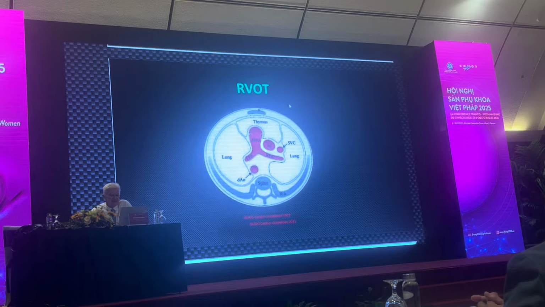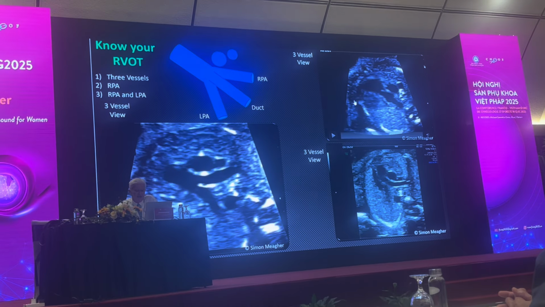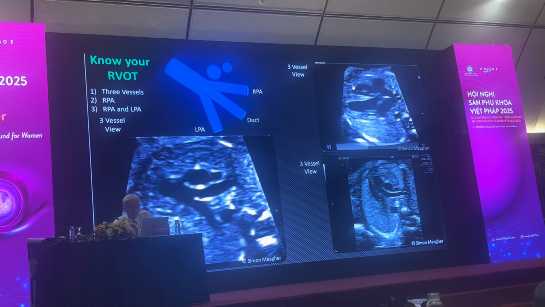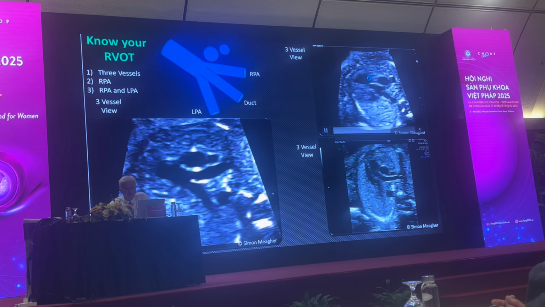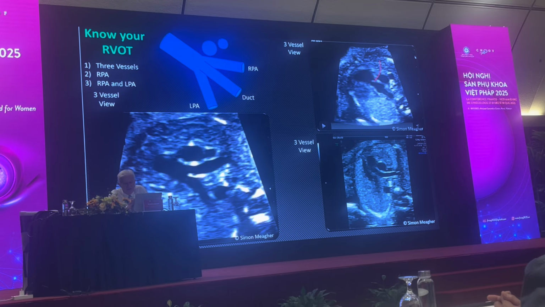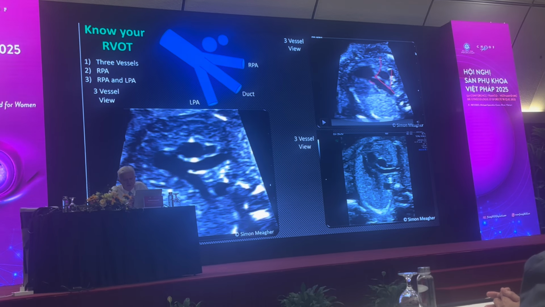The next section is the right ventricular outflow tract. This shows the sweep from a 4-chamber to showing the main pulmonary artery. And as you look at this here, this is the pulmonary artery, and this is the arterial duct.